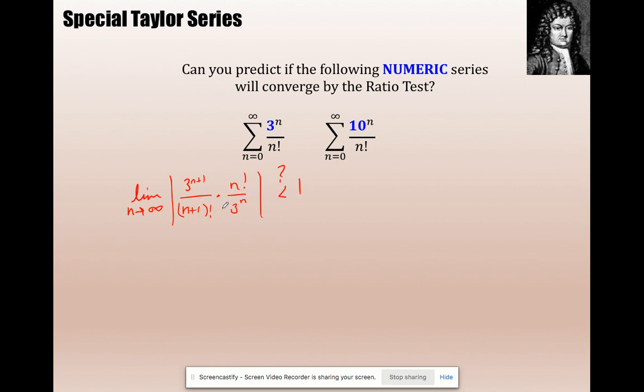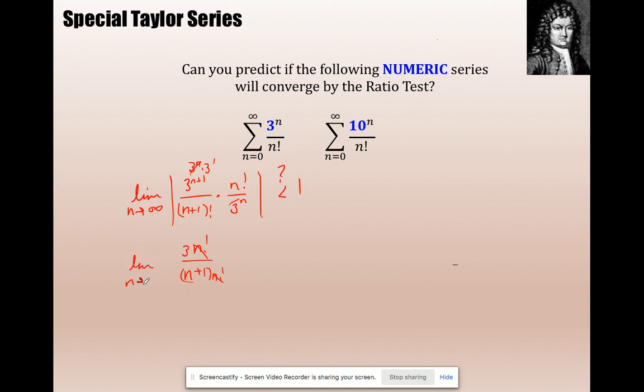I taught you how to do exponent work with this, right? So you know nothing's going to happen to the n factorial, and you're going to end up with n plus 1 times n factorial, so those are going to go away. This is going to be 3 to the n times 3 to the first. This 3 to the n is going to go away, so you're going to end up with a 3 here.